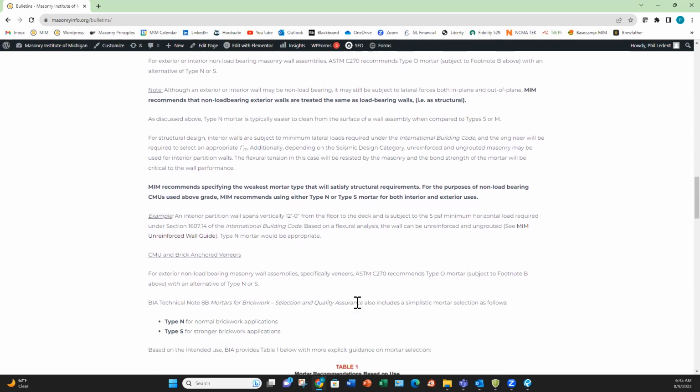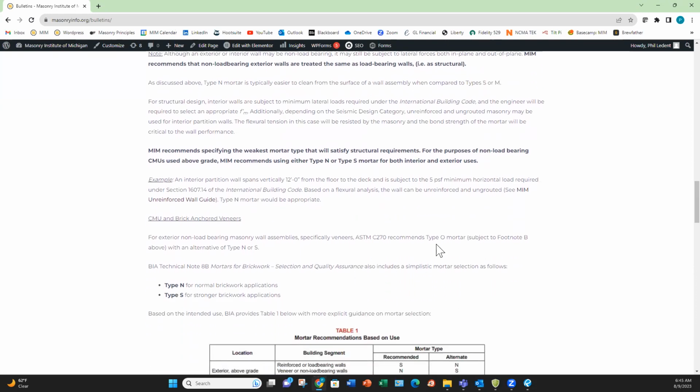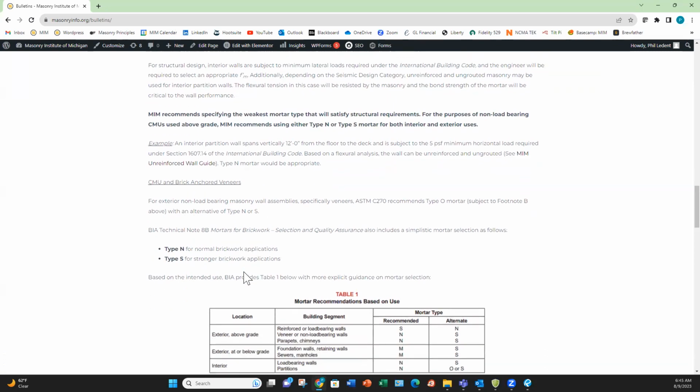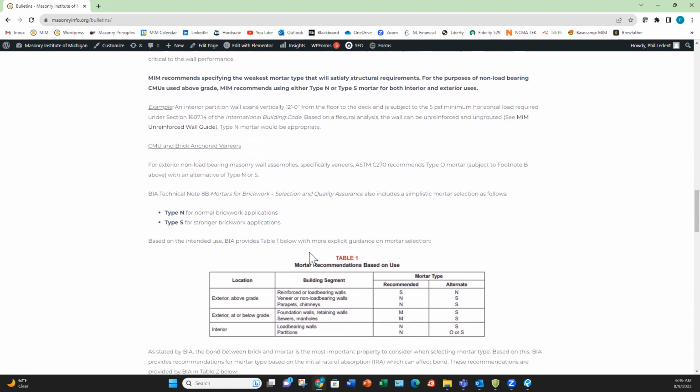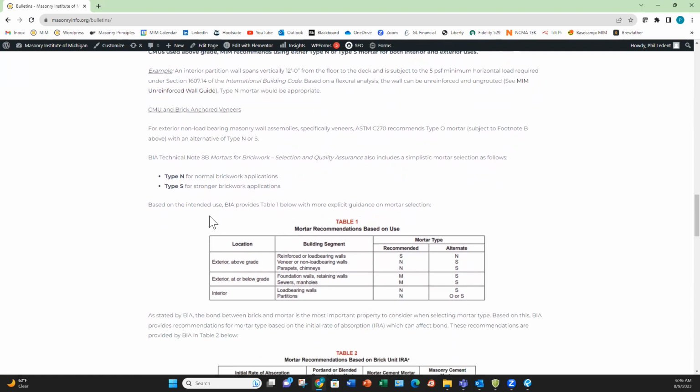If we go back to ASTM C270, we do recommend type O, subject to the footnote above with an alternative of N or S. Our BIA tech note, which again is mortars for brickwork, gives us type N for normal brickwork applications and type S for stronger brickwork applications. And so you can see that here in table 1.